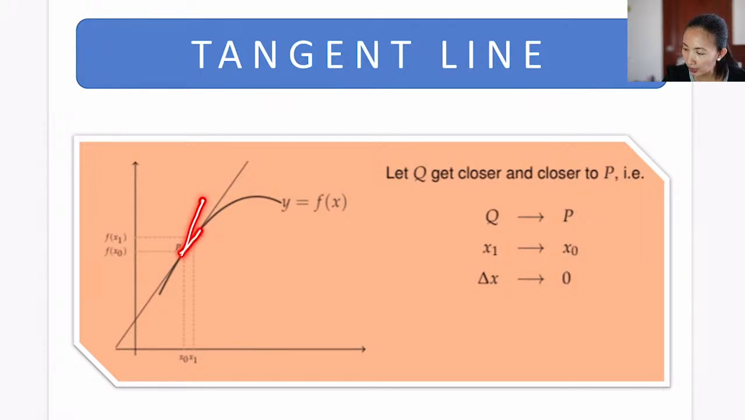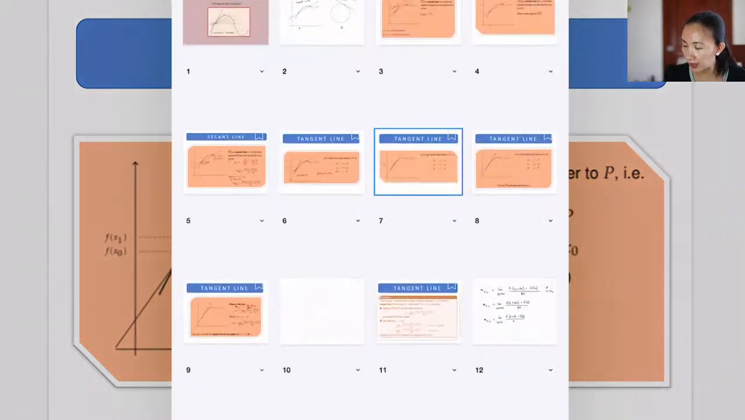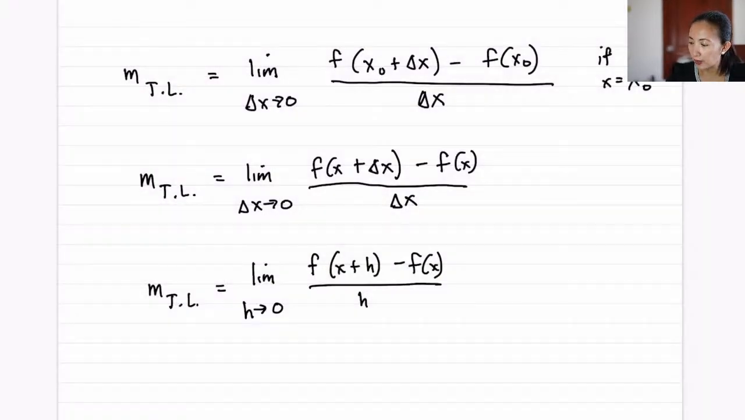So that when the distance between the two is very, very close to 0, that is, delta x approaches 0, then the slope of the tangent line is equal to the limit of the slope of the secant line. So that's where the formula came from. That's how the formula was arrived at or derived. So we could use either h or delta x.